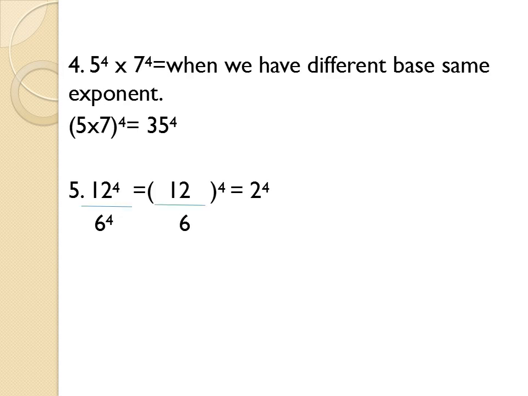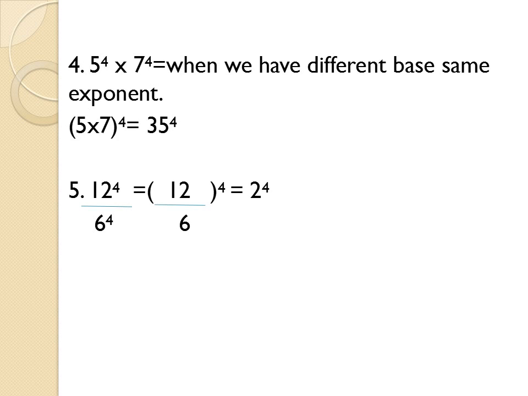When we have different bases but the same power, we should put the bases between parentheses, calculate their answer, and put the power for the answer. Like here, for example, we have 5 power 4 times 7 power 4. Here we have different bases. So what shall we do here? We must put the bases, which are here 5 and 7, in between parentheses and put for the answer power 4. So it becomes 35. From where does 35 come? From 5 times 7, and we put for 35 power 4.